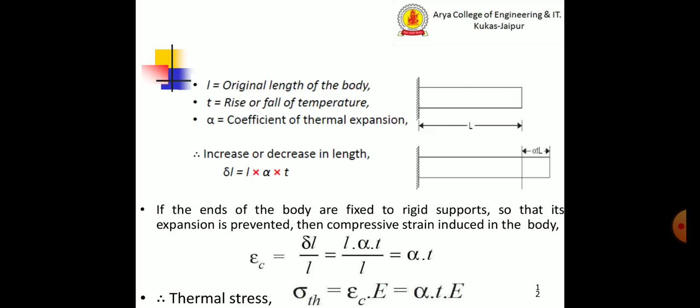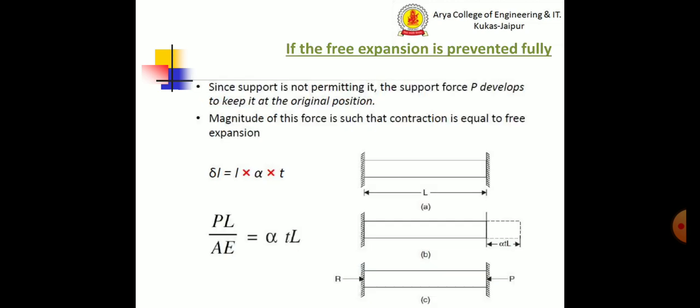Let L be the original length of the body, T the rise or fall of the temperature, and alpha the coefficient of thermal expansion. Therefore, the increase or decrease in the length will be del L equal to L into alpha into T. If the ends of the body are fixed to rigid supports so that its expansion is prevented, then compressive strain is induced in the body. Then compressive strain will be equal to del L by L, equal to L alpha T upon L, equal to alpha T. Therefore, thermal stress will be equal to epsilon into E, or alpha T E.